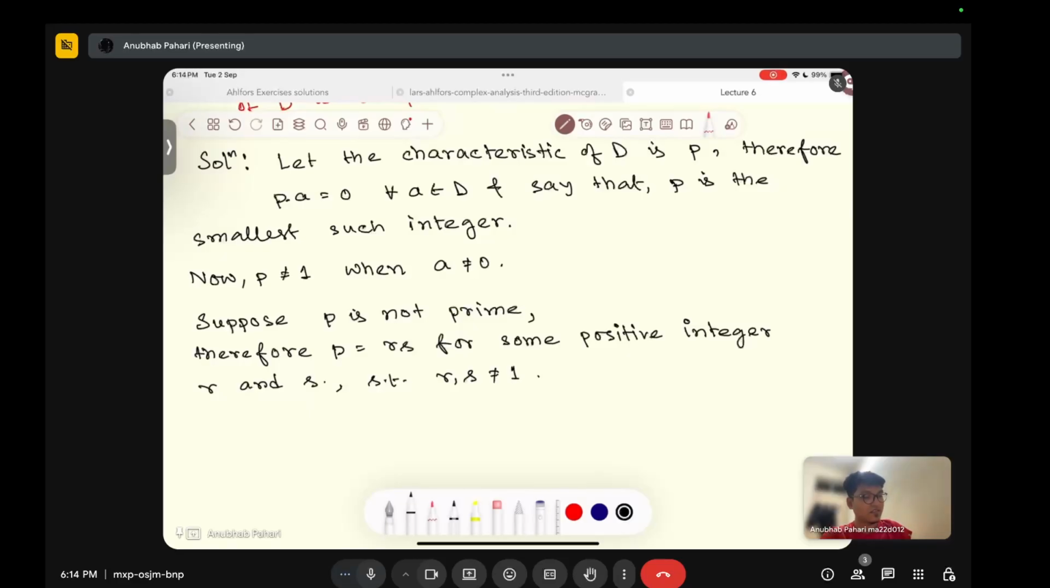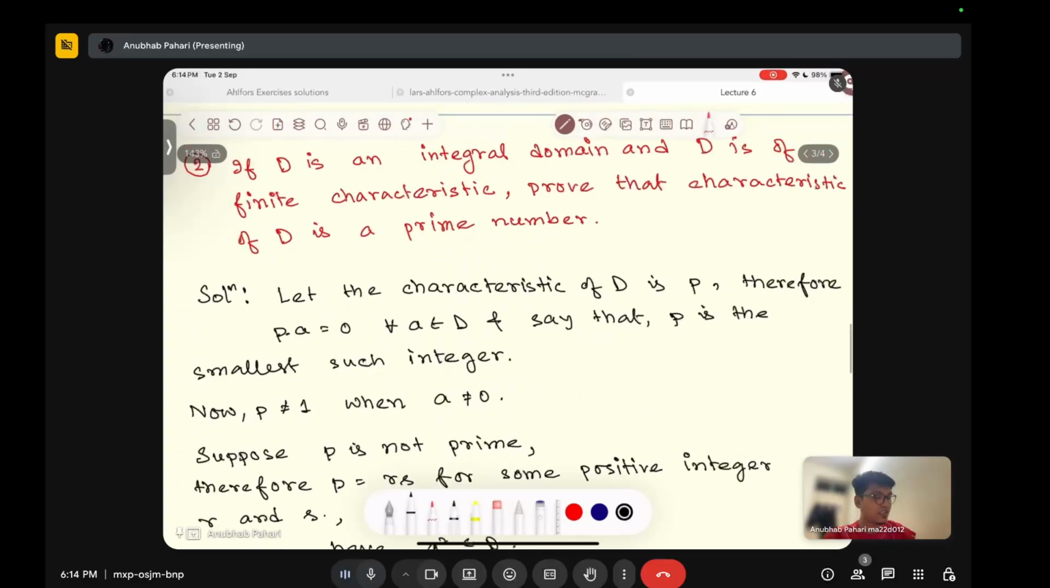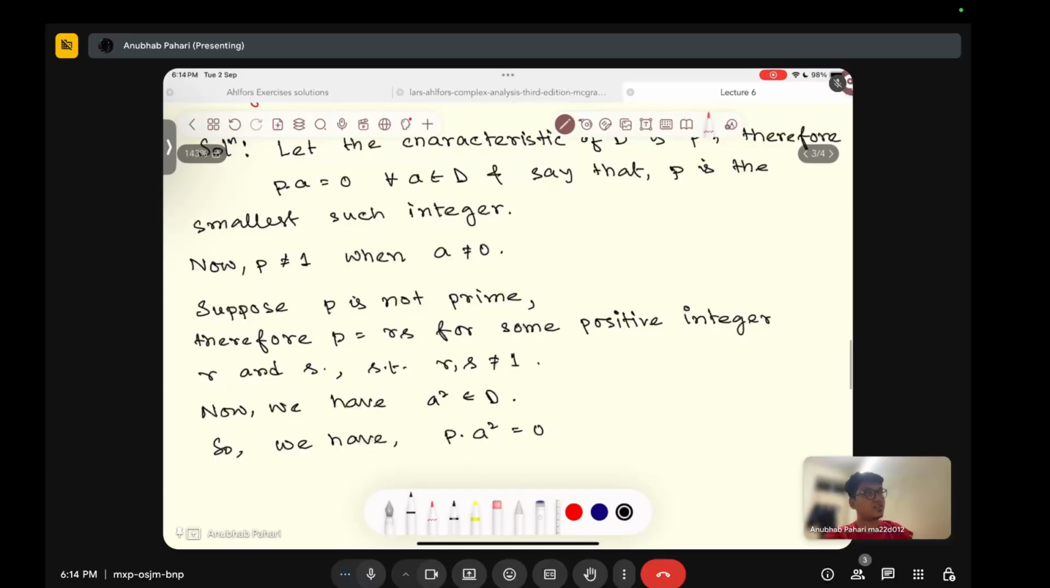Now since A belongs to D, now we have A square belongs to D, so we have P dot A square equals to 0, right? Because P dot A equals to 0 for every A of D, so A square belongs to D, so this is also true.